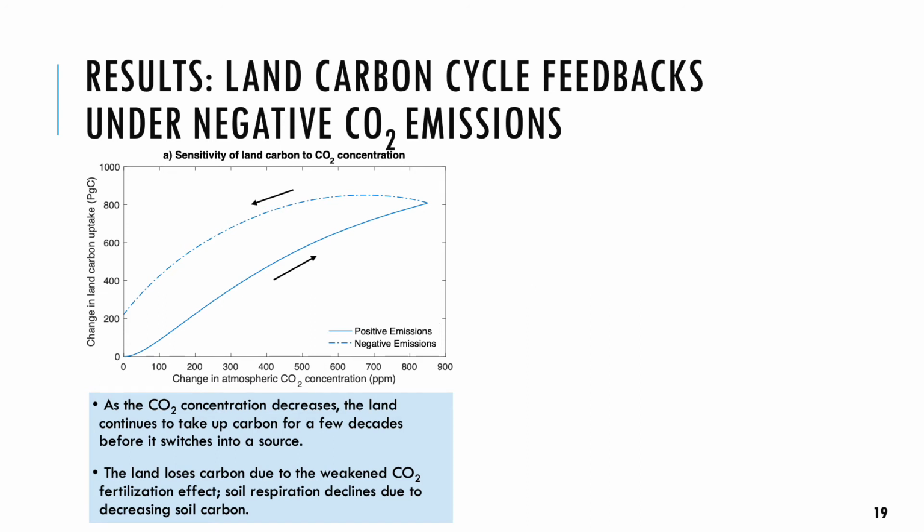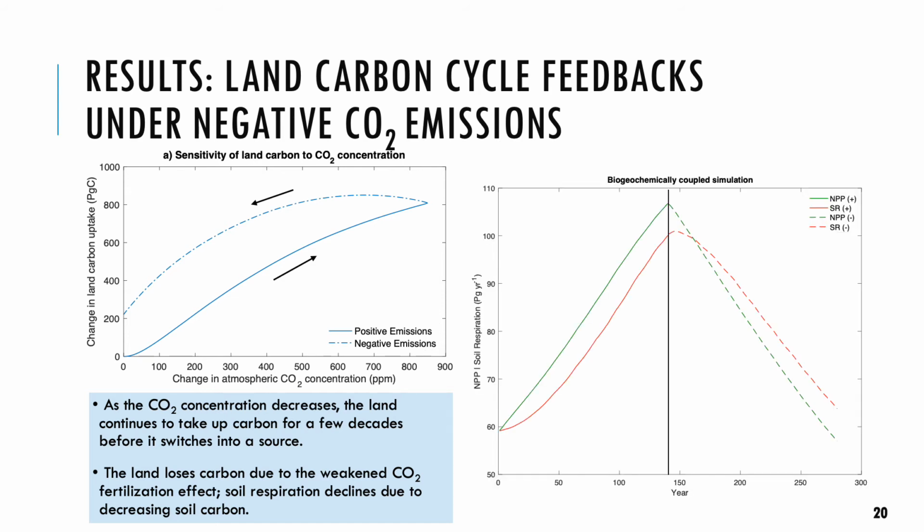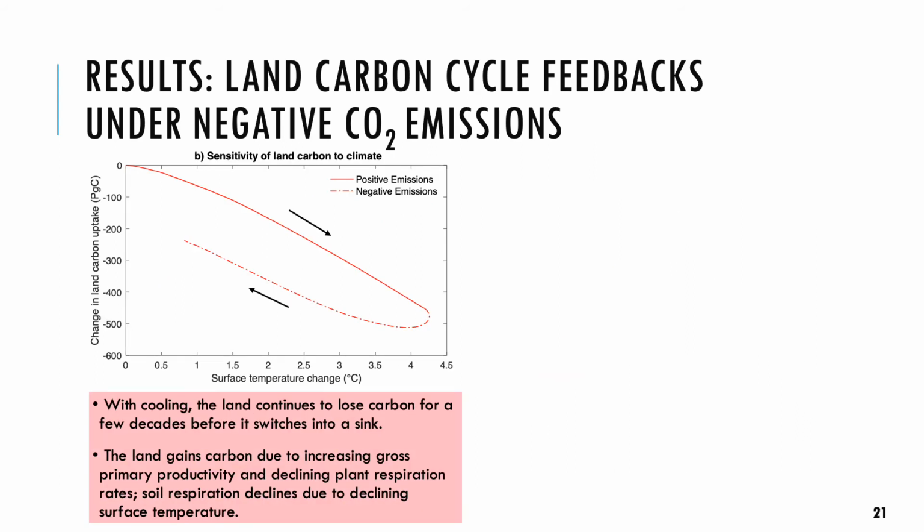And because the changes in land carbon are determined by the balance between net primary productivity, that's NPP, and soil respiration, we can use the figure on the right here to determine the reasons for the changes we see in figure A. So we can see that in the negative emissions phase, the NPP decreases due to the weakened CO2 fertilization effect, whereas soil respiration declines more slowly due to the decreasing soil carbon.